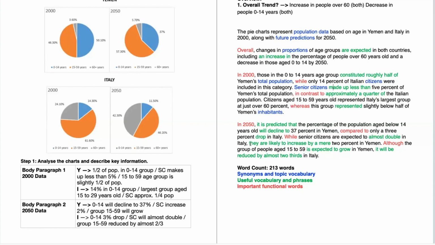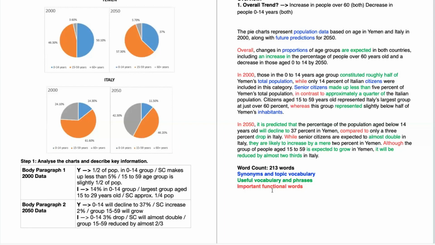And then "they are likely to increase." This is "likely" because it's just a projection. It is not a definite future occurrence. And then "by a mere," that just shows that it's very small, a minute 2%. So I'm just drawing attention here that it's only 2%. Then we see "expected to grow." "It will be reduced by almost 2/3." So note how I've used a mix of passive and active, but pretty much the overall grammar point that you want to use for writing task 1 is most likely going to be the passive.